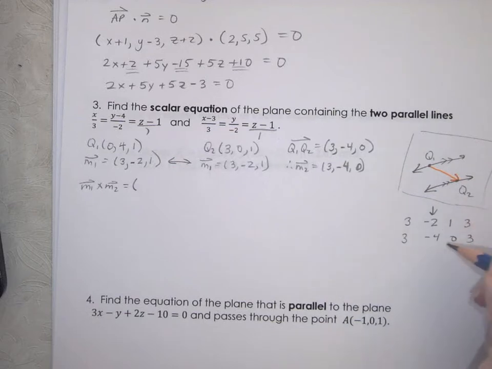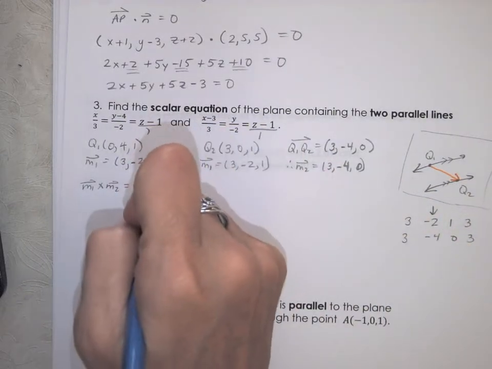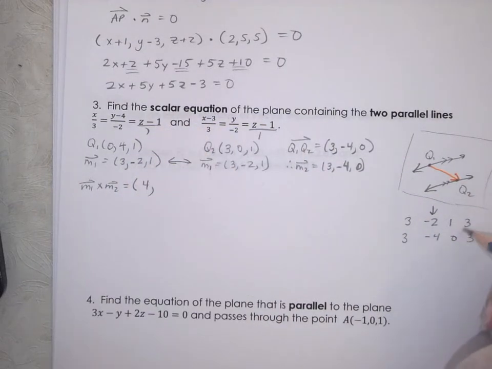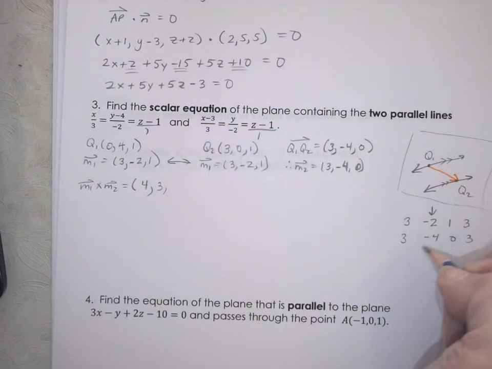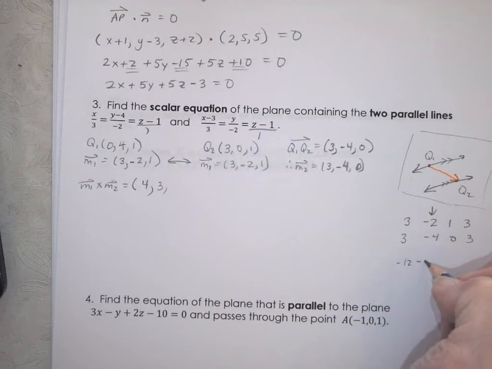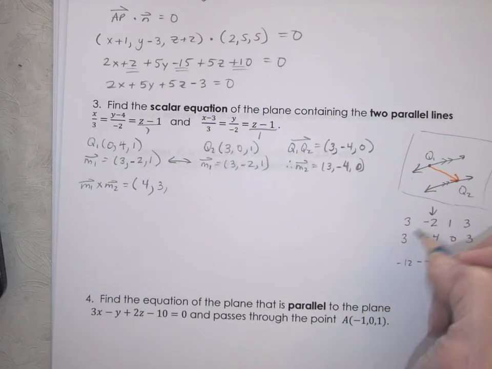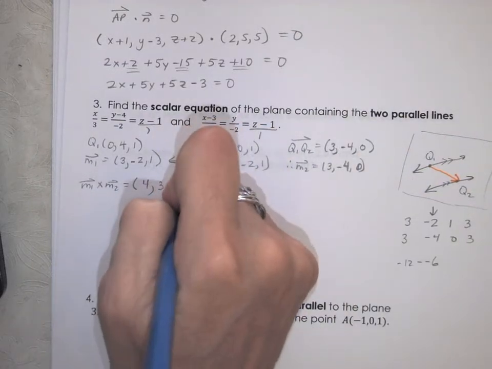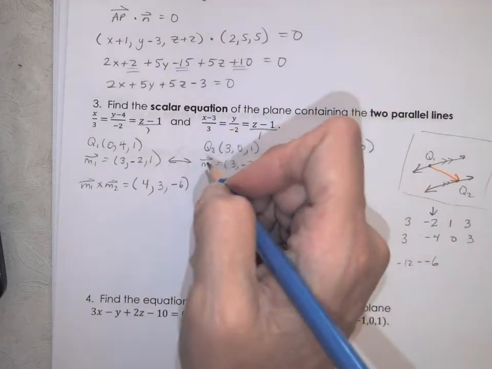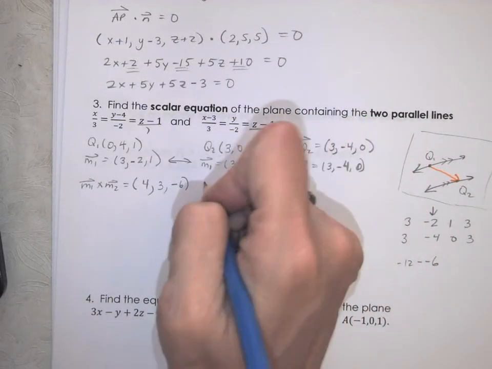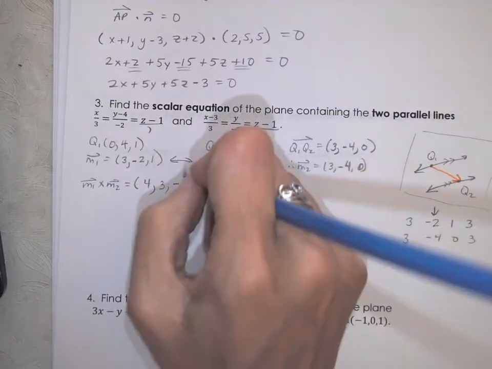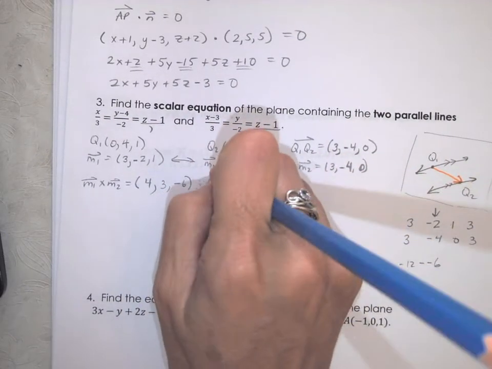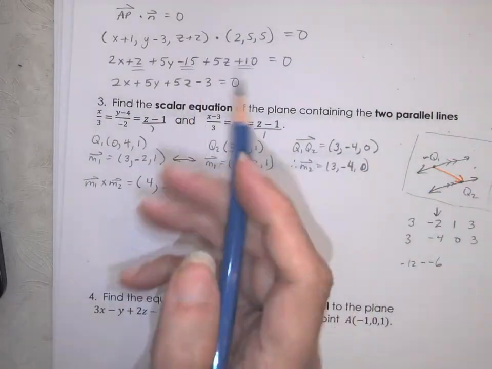So that's going to be 0 subtract negative 4, which is 4. 3 subtract 0, which is 3. Negative 12 subtract negative 6 is going to be negative 6. And I can take a smaller scalar multiple there, so I could have my normal be divide everything. Oh no, I can't actually. So that is going to be my normal.